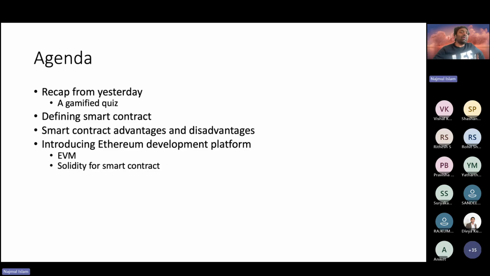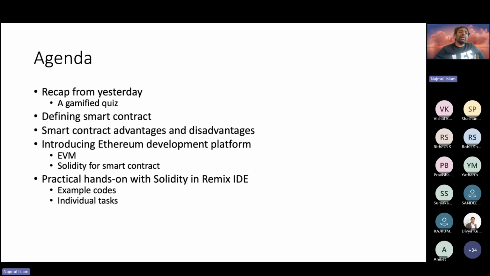And then there are a few languages that can be used for smart contracts, and Solidity is one of the major ones. So I will introduce you. I will give you some example smart contracts written in the Solidity language, and then we will have some practical hands-on work with smart contracts written in Solidity, and we will try these smart contracts in Remix IDE.